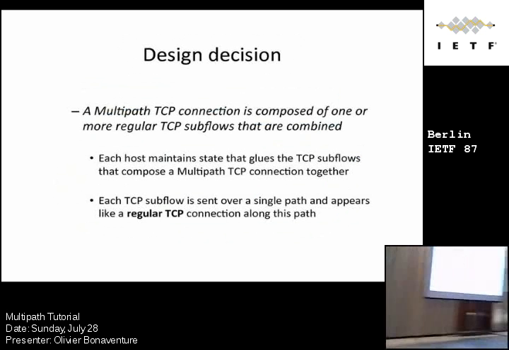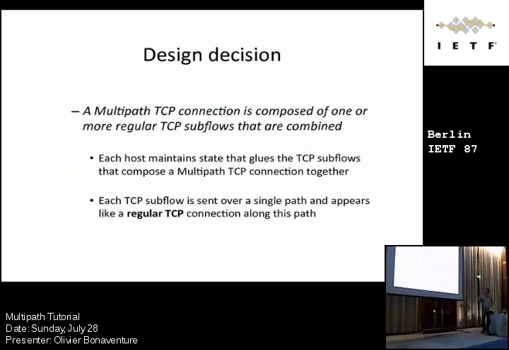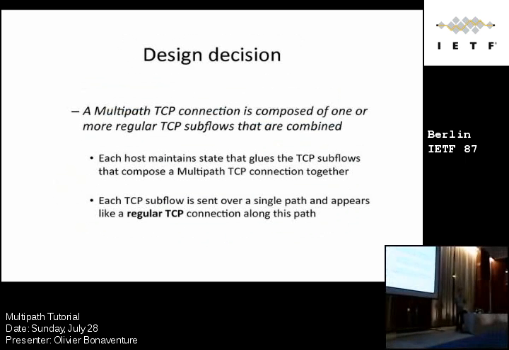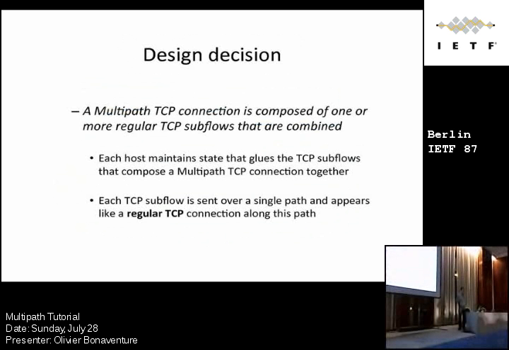So a multipath TCP connection is composed of one or more regular TCP subflows, and these regular TCP subflows are combined together. That's what multipath TCP does. Which means that on each host, we will have to maintain state that allows us to glue multiple subflows together, and one subflow which is sent over a single path will appear to the network like a regular TCP subflow so that it can pass correctly through middle boxes.